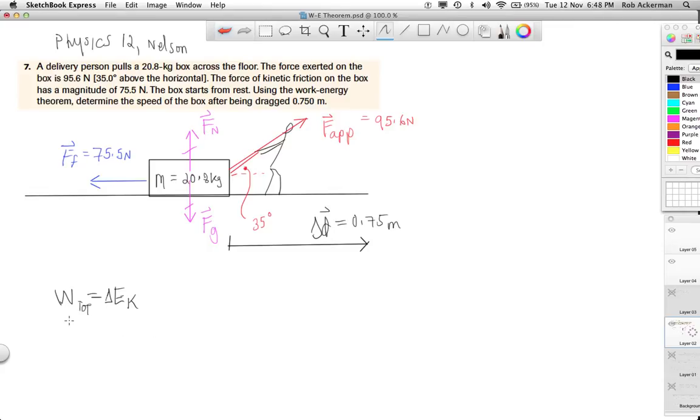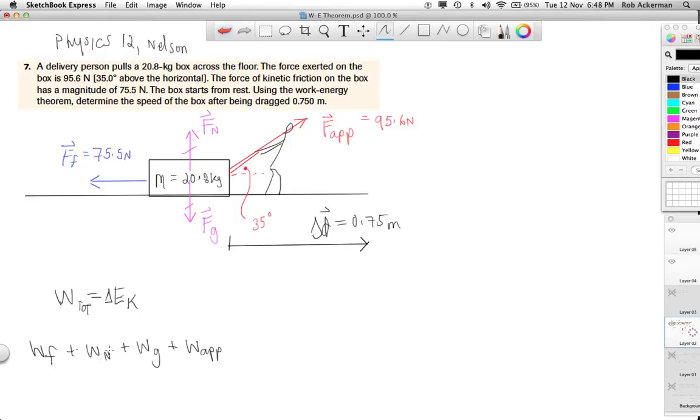Work is done by any force that acts, or it's potentially done by any force that acts. So look at how many forces are on your free body diagram. There's 4 of them. Therefore, there's potentially work done by 4 different forces. There's friction, there is the normal force, there is gravity, and there is the applied force.